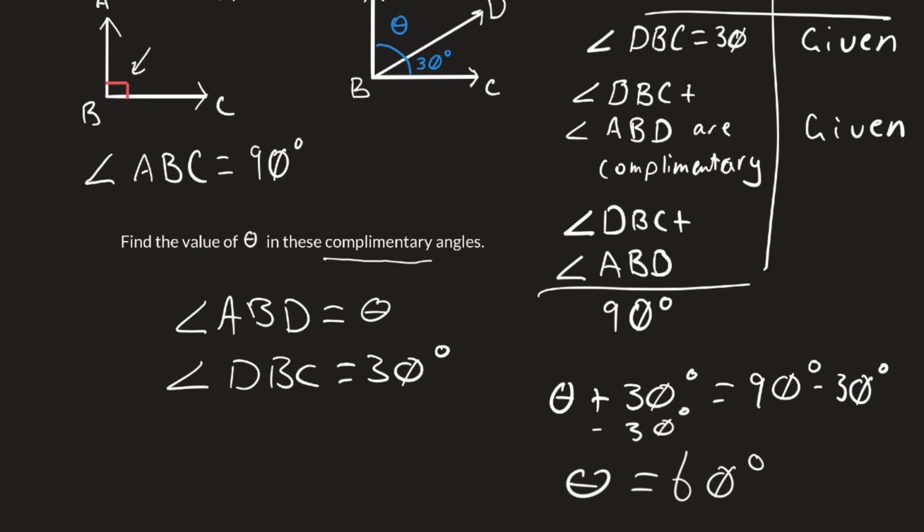Now, I can definitely say that angle ABD equals 60 degrees because angle DBC and angle ABD are complementary.